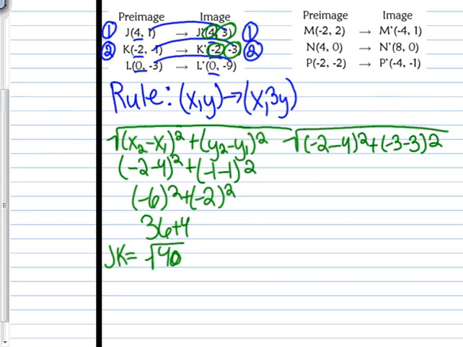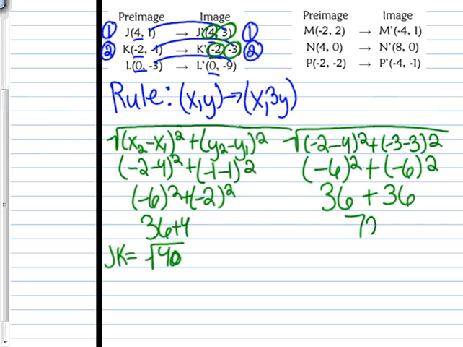Okay, so -2 minus 4 is -6 squared plus negative 3 minus 3 is negative 6 squared. So I have 36 plus 36, 72. So J prime K prime is equal to the square root of 72. Are those the same? No, they are not the same.